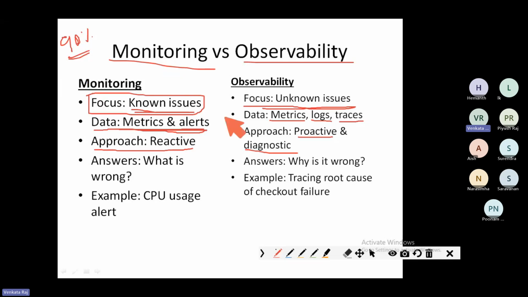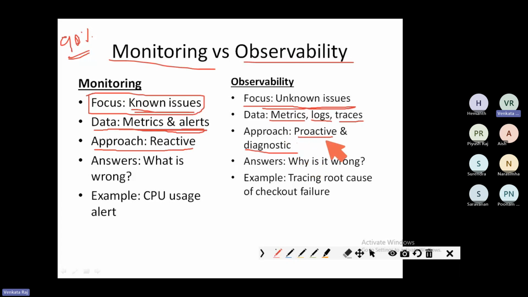So guys, in case of monitoring, our approach is reactive, but in case of observability, our approach is proactive and diagnostic. What answers are we trying to find out, guys? Or what question are we asking? What is wrong, basically? What is wrong means CPU utilization went beyond 90%. Right? So that is the wrong thing which has happened. That is the issue which has happened. But I am not trying to find out.